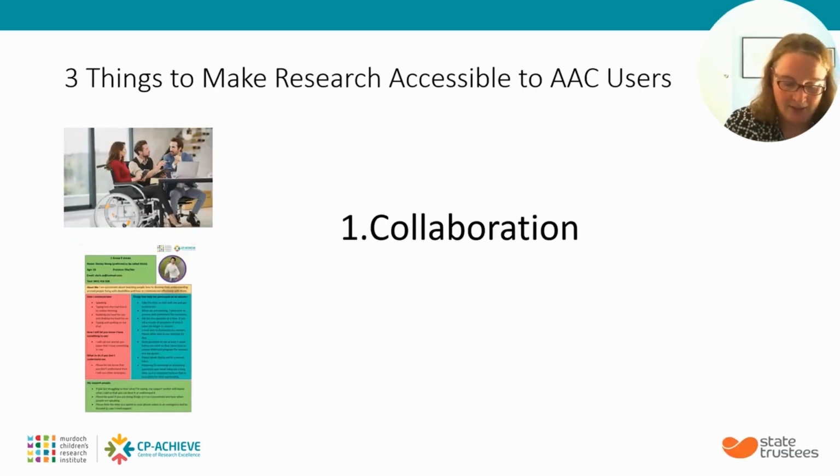The first one is collaboration. Collaboration means working together. So the first thing that researchers should do is work with AAC users and ask them what they need in order to make the research accessible. One of the examples is, you can see there's a little picture on this slide of Shirley, and it's on something that we designed called an access profile. And that has everything on it that Shirley wants researchers to know before she works with them.